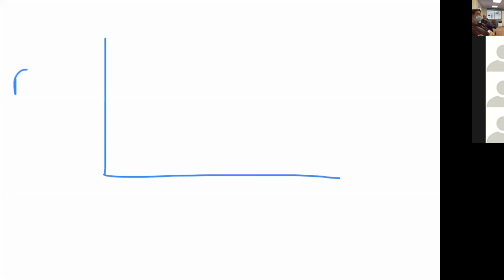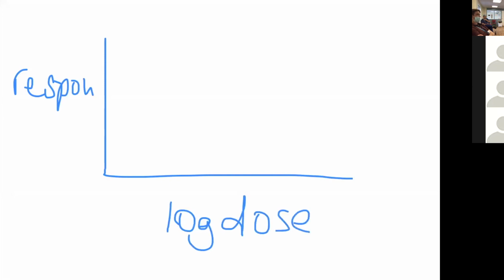So your y-axis is response. Your x-axis is log dose, I think. And it looks like, sorry, that shouldn't be that flat at the top. But it looks like that. So that is a sigmoid shape. If I was to ask you to draw the dose response curve, would you be able to do that?